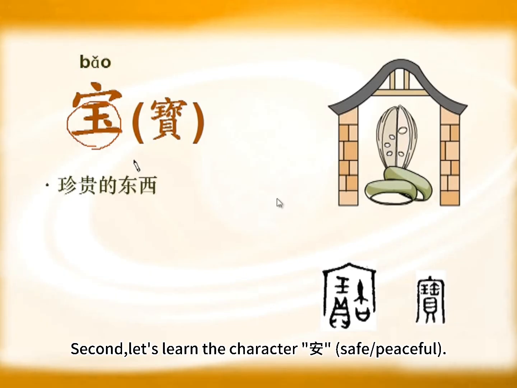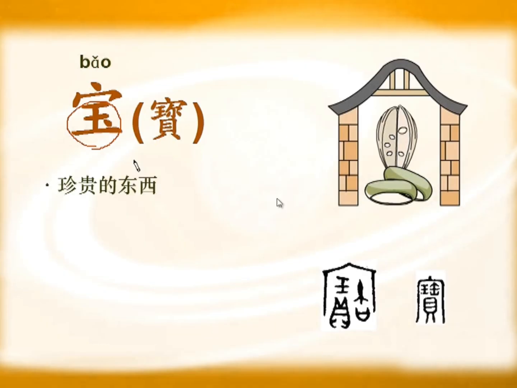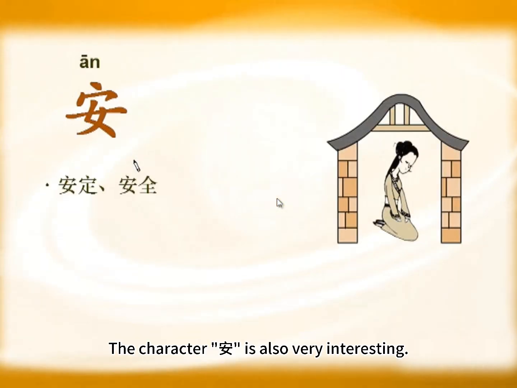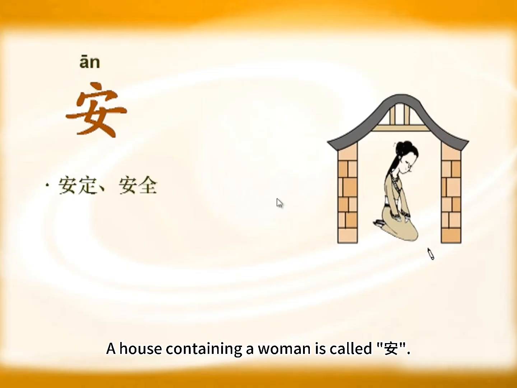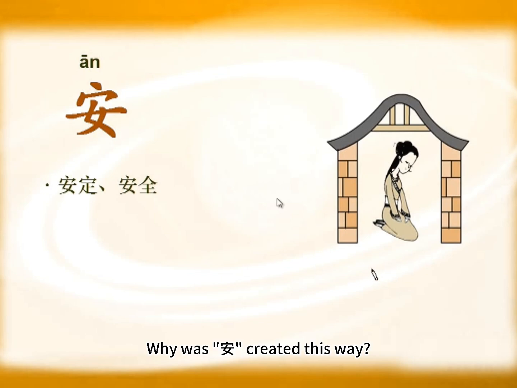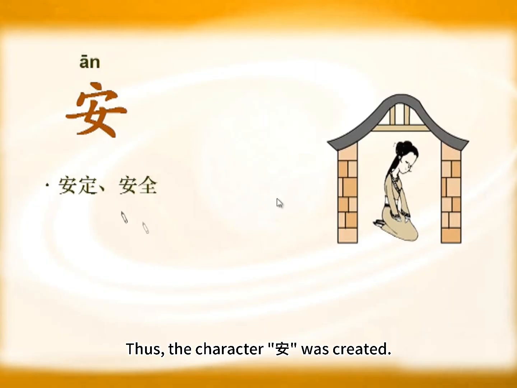Second, let's learn the character an, safe, peaceful. The character an is also very interesting. The top part is a house. Inside is a woman with arms crossed, kneeling or sitting. A house containing a woman is called an. Why was an created this way? Because in primitive society, the outside was full of dangers. For a woman to be safe, staying obediently at home was the safest place. Thus, the character an was created. An originally means safe, peaceful.